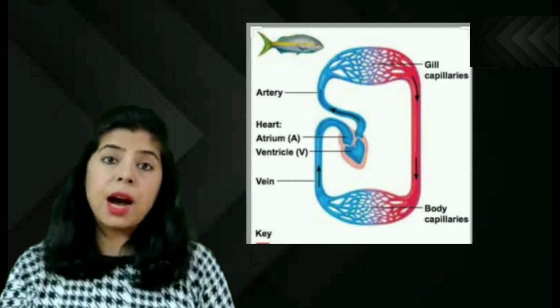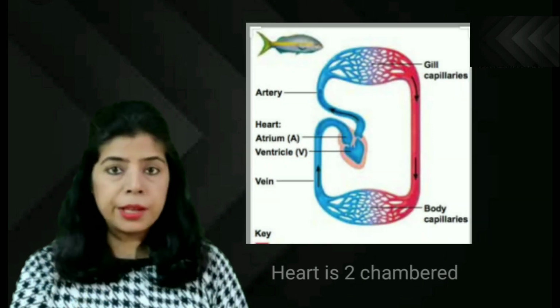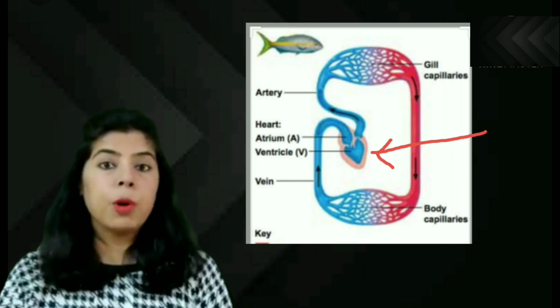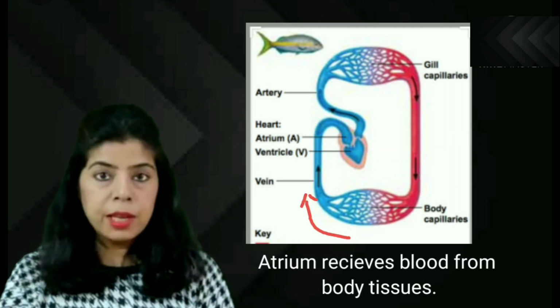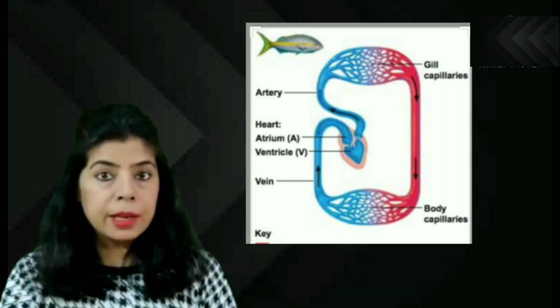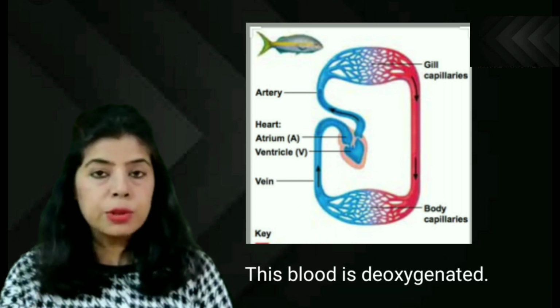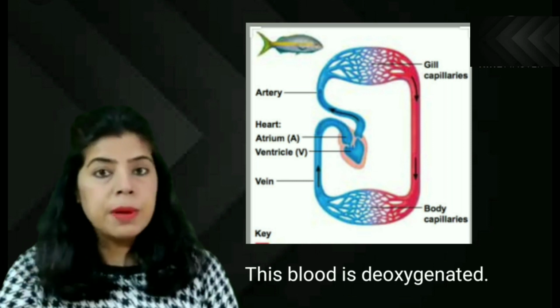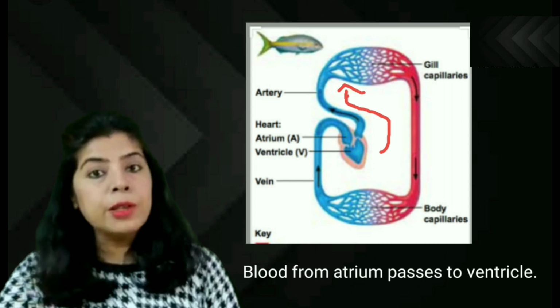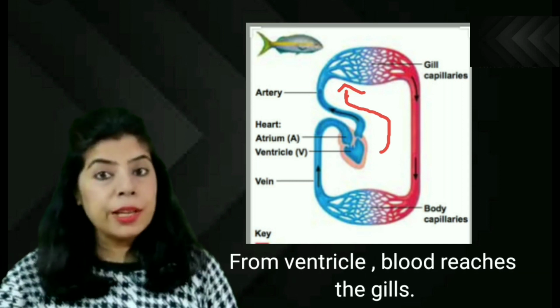In fishes, we have seen now that the heart is only two-chambered. That is, there is an atrium and there is a ventricle. This atrium receives the blood from the body tissues, from different parts of the body. This blood has carbon dioxide in it because it is collecting from the body tissues. From the atrium, this blood goes into the ventricle. From the ventricle, the blood is pumped and it goes to the gills where the exchange is taking place.